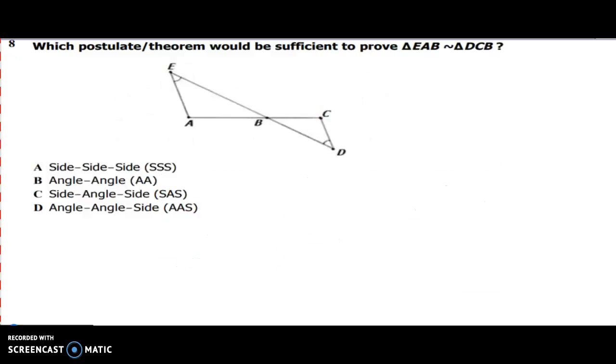Which postulate or theorem would be sufficient to prove that these two triangles are similar? I already have markings here that tell me that angle E is congruent to angle D. And remember, these angles right here are vertical, and we know vertical angles are congruent. Therefore, if we know vertical angles are congruent, then these two triangles can be similar by angle.